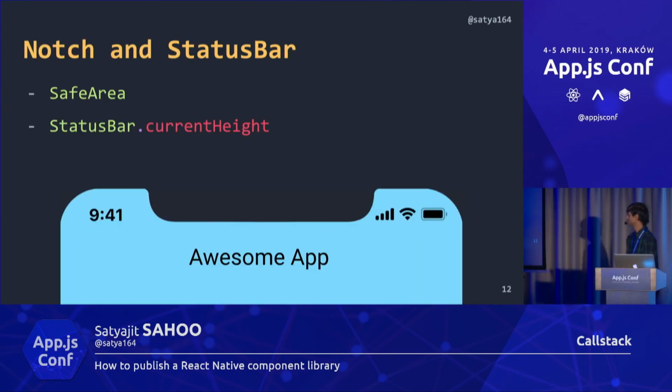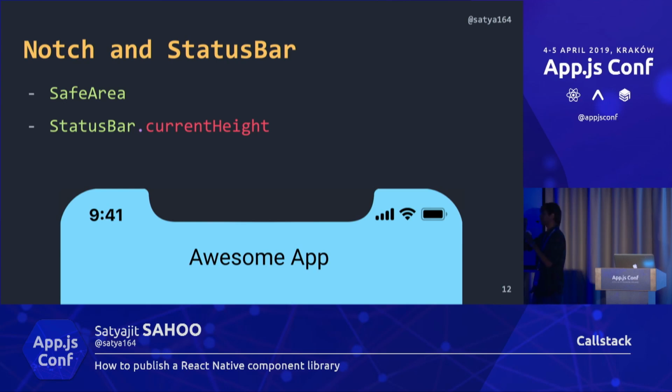OK, so the next one. This is my favorite, most exciting part. Notches, right? So this is very complicated to handle in a library. For example, there is this height. It can be a notch on iPhone 10. It can be the status bar height on older iPhones.